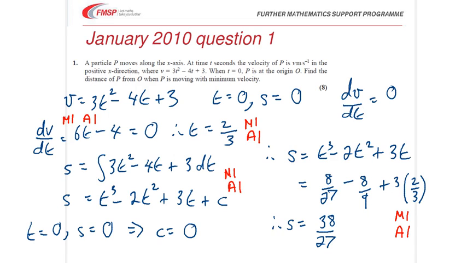I've already indicated on here the mark allocation. There was a total of 8 marks. As you can see, there was a method and accuracy mark for writing down the acceleration, dv by dt is 6t minus 4. And correctly putting that equal to 0 and finding t, another 2 marks for that. Then there was 2 marks, 1 method, 1 accuracy for integrating. And finally, 2 marks for putting the correct value of t, 2/3, into the expression for s and finding the correct answer. So that's that question done.